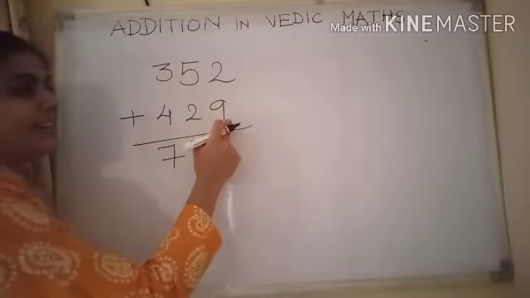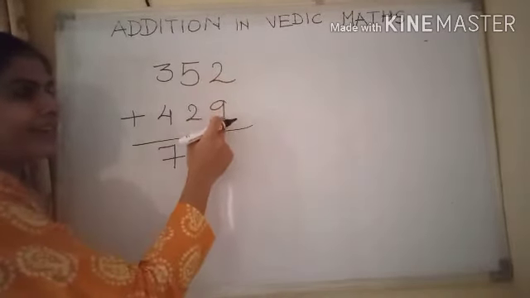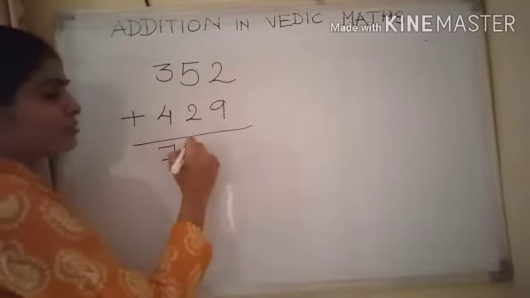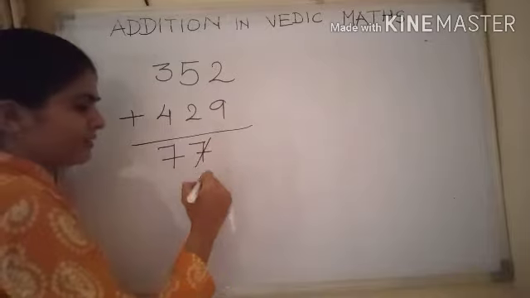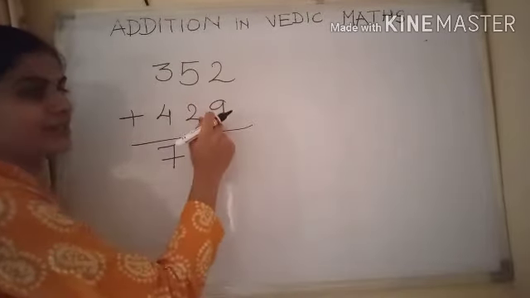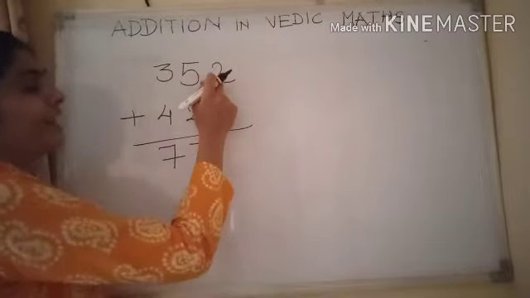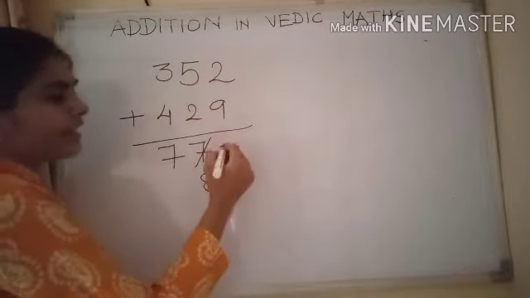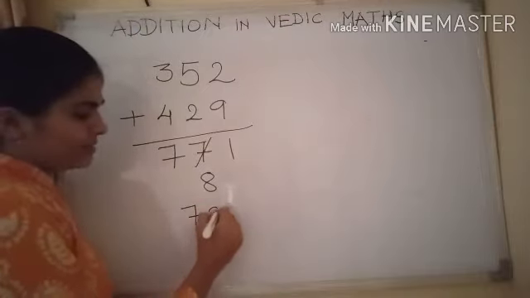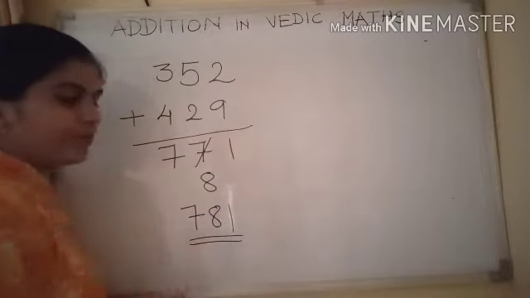But look at the next pair. It is 2 and 9, which is a carry combination. So 5 plus 2 is 7, but instead of 7 we need to write 8, because the next pair is a carry combination. And 2 plus 9, which is 11, so we need to write 1. So the actual answer is 781.